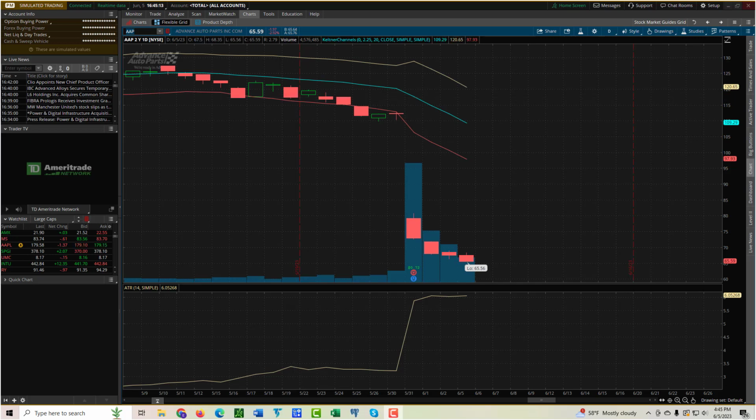So to be clear, by definition, a gap is the change in price from the close of one day to the open of the stock market the next day. And if that change is in the downward direction, then it's called a gap down. And this is a particularly pronounced example here with Advance Auto Parts.